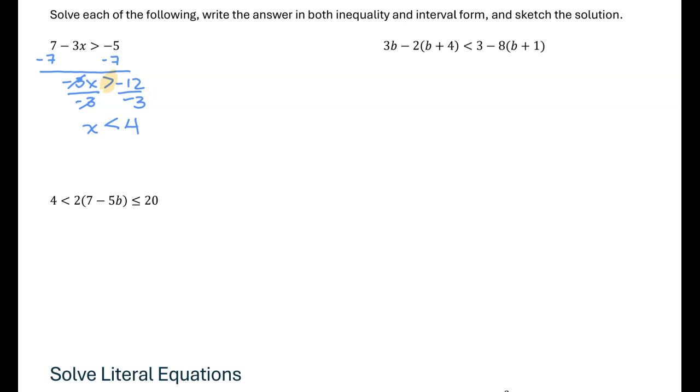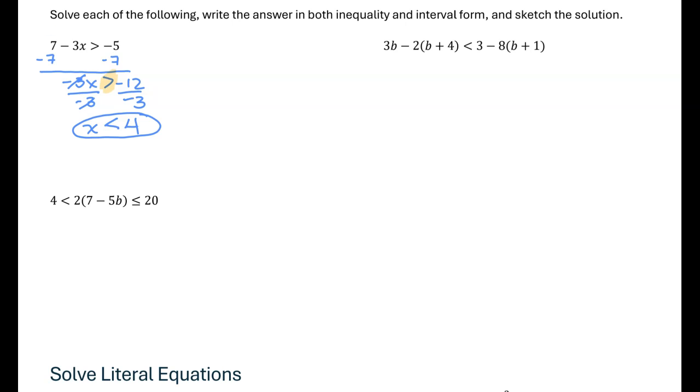And it's very easy to double check yourself and make sure you got it the right direction. What we've got here is a statement saying that if your x value is less than 4, the original inequality will be true. So you could try plugging in something like 3. If we do 7 minus 3 times 3, which is 9, is that in fact greater than negative 5? So I get negative 2 greater than negative 5, which is a true statement. So you can check yourself and make sure you didn't miss a flip along the way somewhere.